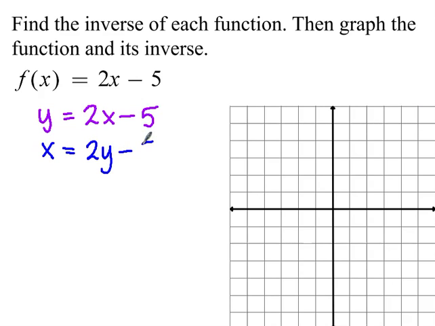Can somebody see what I did? I switched the x and the y around. I changed y to x and x to y. I wonder if that has any relation to what I did on the very first slide. Remember how the x's and y's were switched? That's what we're doing now. Now all I'm going to do is solve for y. That means I need to get y all by itself. So I have x plus 5 equals 2y.